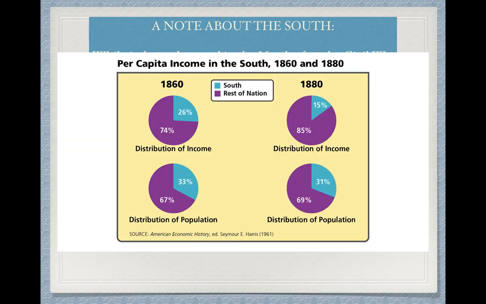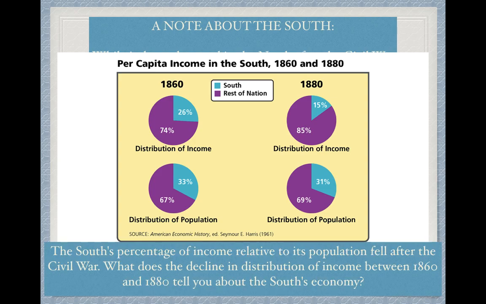And you see that sort of illustrated here with the distribution of income and the distribution of population. So 1860 to 1880, the areas in purple are the rest of the nation. The areas in blue are the South. The distribution of income really changes from 1860 to 1880, but the distribution of population doesn't. So the South's percentage of income relative to its population fell after the Civil War. What does that decline in distribution of income tell you about the South's economy? That's something that I'm going to want you to think about and come back to me with.